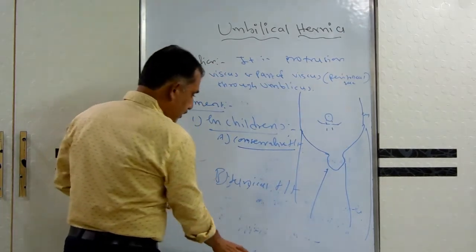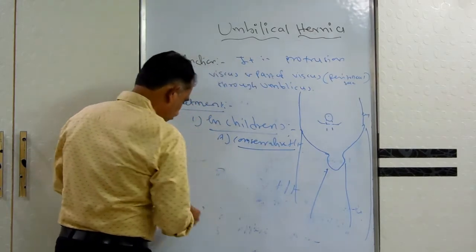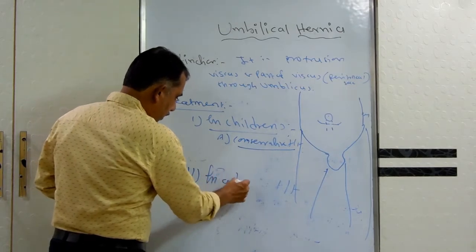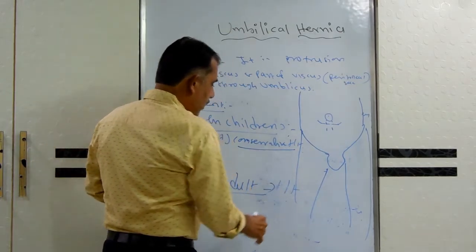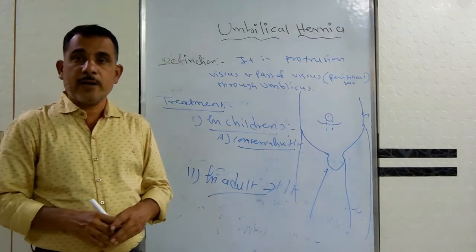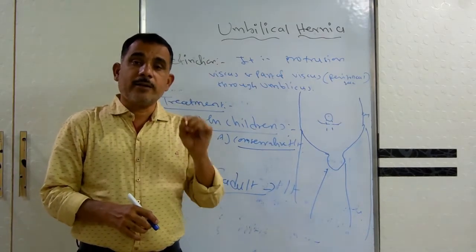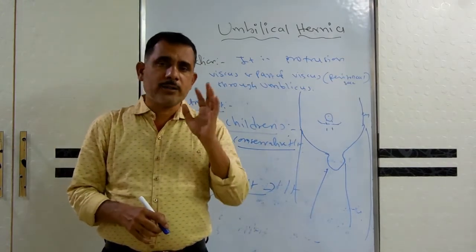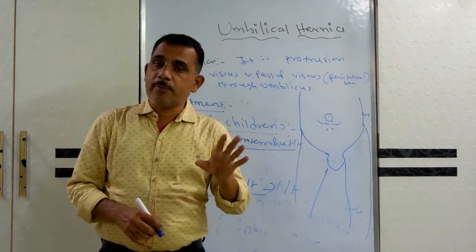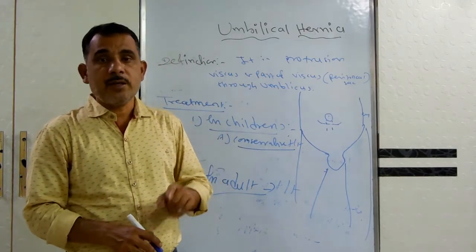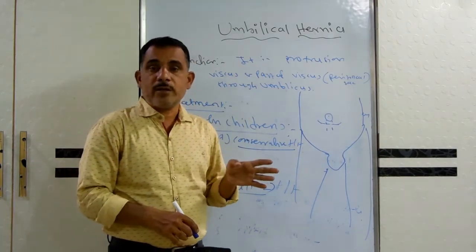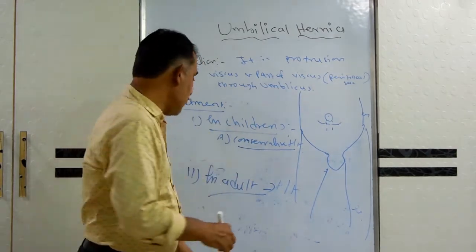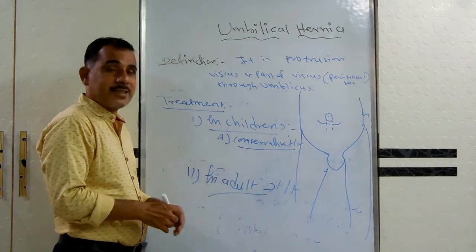Second, the treatment in adults. In adults, the choice of treatment is surgical treatment. The conservative treatment is not useful, even if the hernia is reducible. In adults, the hernia may be reducible, but the choice of treatment is surgical, because a truss doesn't relieve it. A truss is not helpful. So that's why they have to go only for surgery.